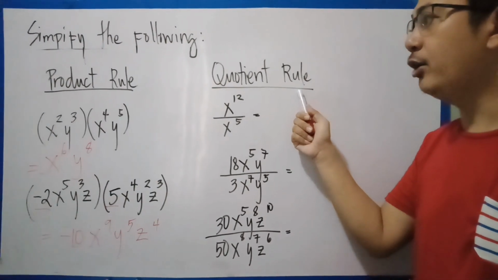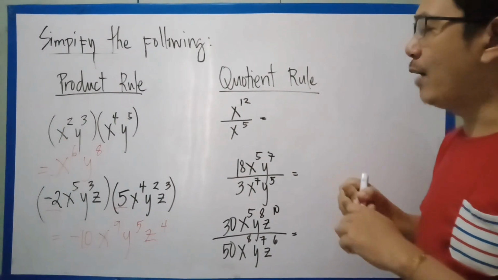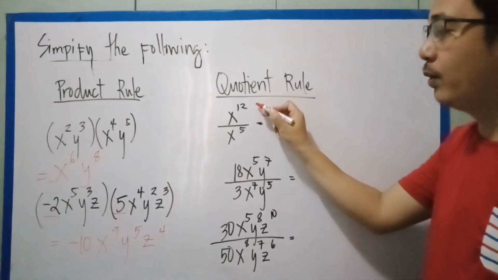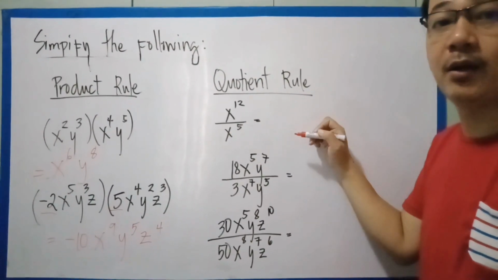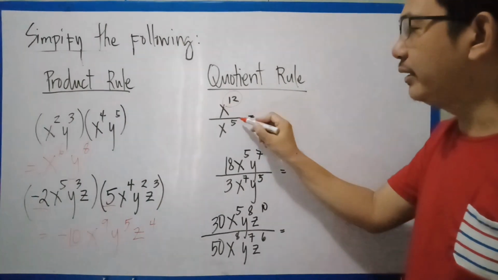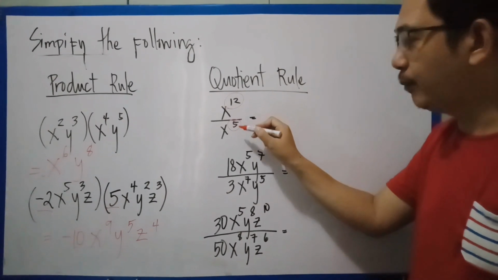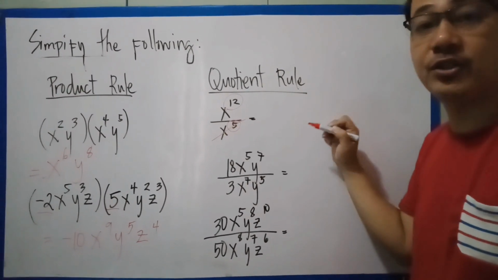So we're going to simplify the given by applying the quotient rule. Okay, so our given is x raised to the 12th power divided by x raised to the 5th power. So what we're going to do is look at the exponents. This is 12 and this is 5. We know that 12 is greater than 5. So therefore, we just simply eliminate x raised to the 5th power.